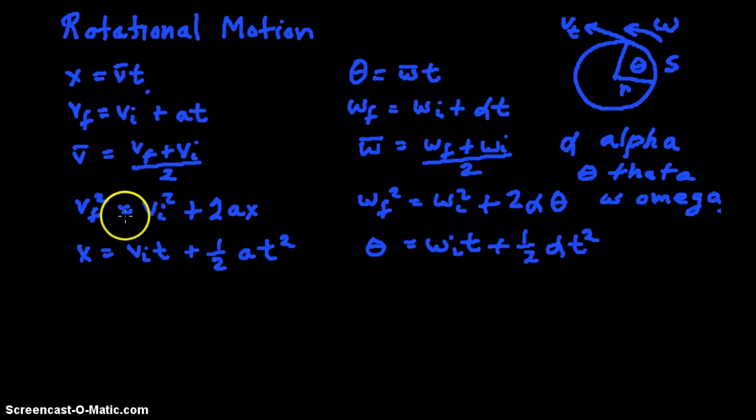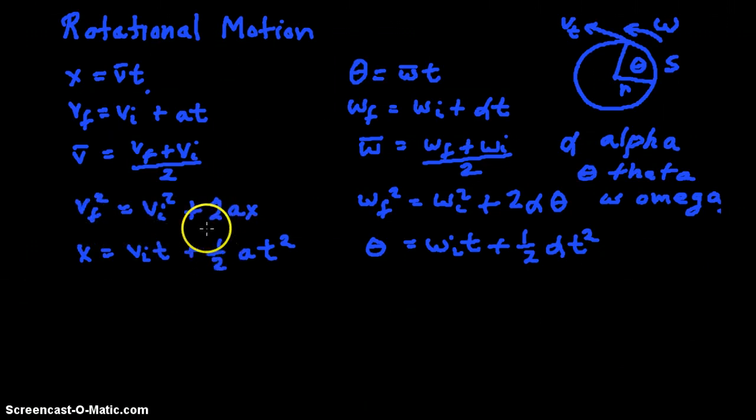So you can find these in any physics textbook. The symbols may be a little different, but here I'm using x as a linear displacement, v is a linear velocity. That means, say, in the x direction, the velocity in the x direction in this case. a is the acceleration, and this is a final velocity, an initial velocity, and so forth.